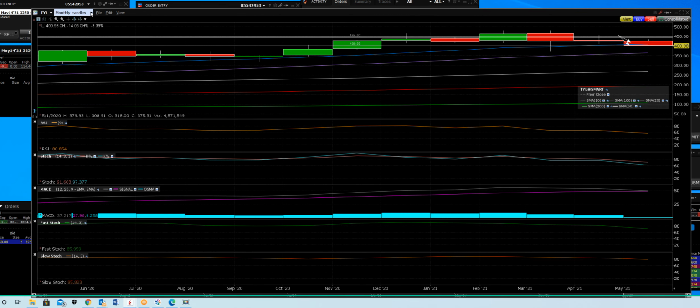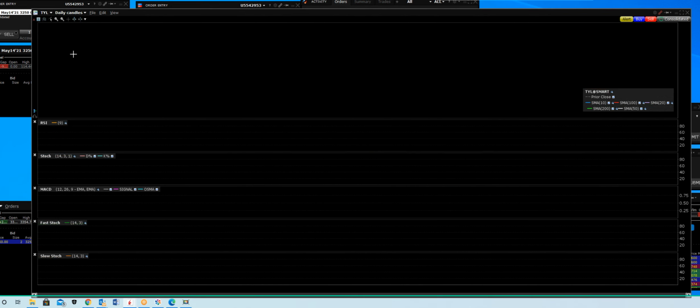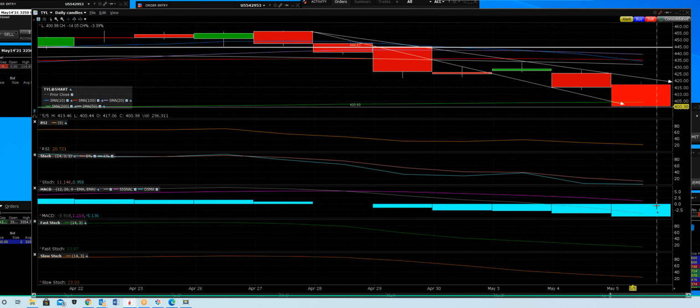Back to the daily, let's see how oversold it might be. So when we do look at the daily, we do take a look at the MACD. It's minus 5.136. So each day of the 5-day cycle here, the MACD has been declining each day, and then the price follows thereafter.